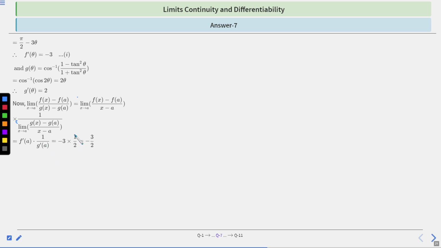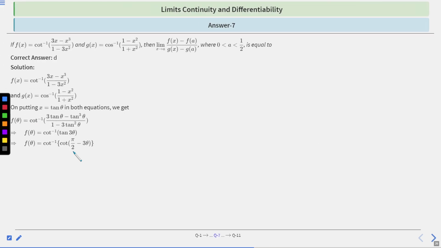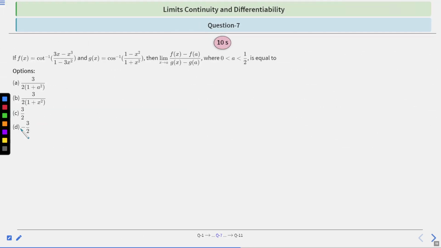So minus 3 into 1 by 2, which is minus 3 by 2. Clear? Right. So option D is the right choice, minus 3 by 2. Okay. Now let's move to the next question.